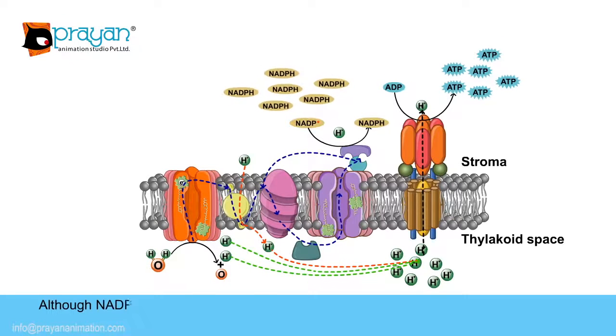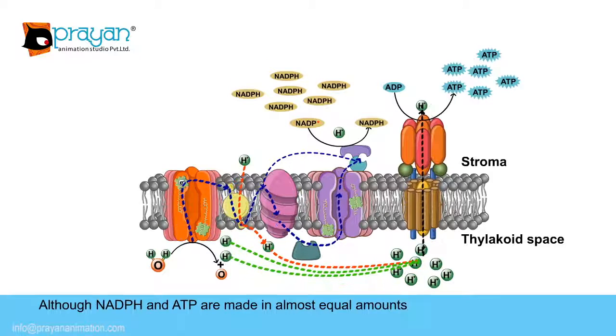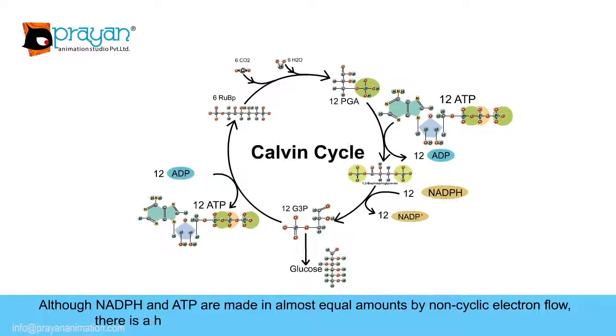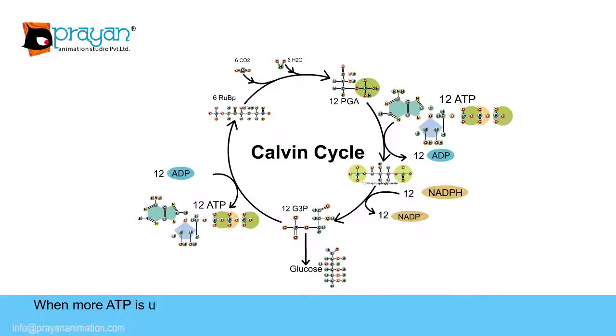Although NADPH and ATP are made in almost equal amounts by non-cyclic electron flow, there is a higher demand for ATP than NADPH during the Calvin cycle. When more ATP is used than NADPH, cyclic electron flow takes over.